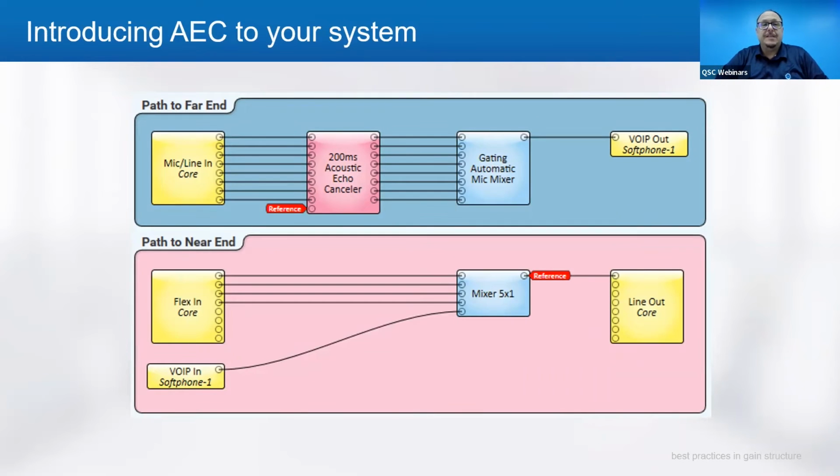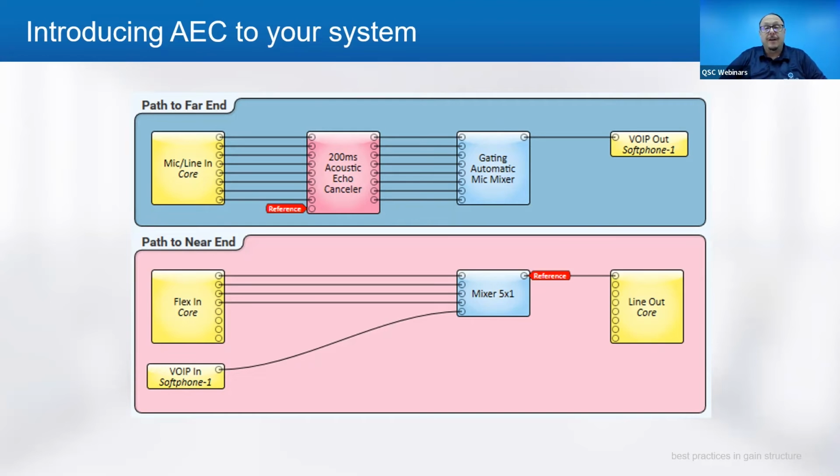When we introduce AEC to our system, this is a very basic AEC system. I wish they were all this easy, it would be much easier to deal with. But what you have here is your mics coming in, they go through our echo canceling block, and then they go out to the gating automatic mic mixer and then out to your conferencing, right? Or they may hit the matrix mixer where you'll add program audio and some other stuff in and then go out to the conferencing output.